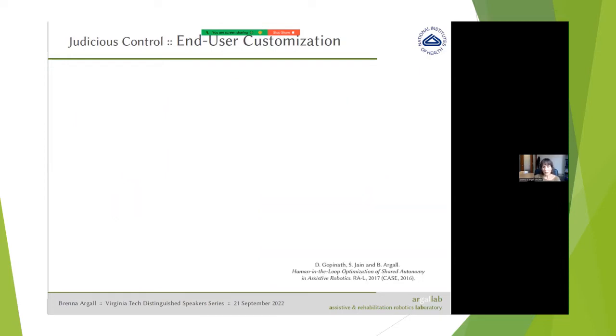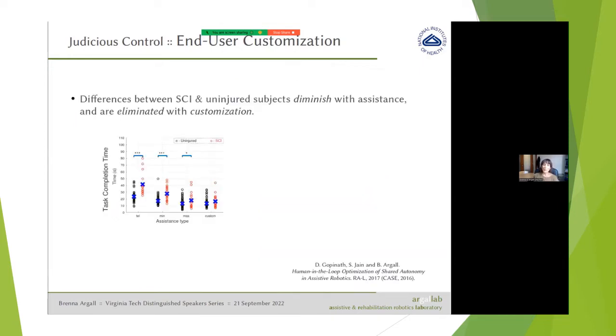I'm just going to share a couple of results from this study. One interesting result was that the differences between spinal cord injured subjects and uninjured subjects diminished with assistance, but were actually eliminated with customization. In each of these pairings, and when I say pairing, I mean the black and red groups of data, all the way on the left is teleoperation, so this is no assistance. Then we had 2 functions of this linear blending function that we set ourselves, a minimal amount of assistance and a maximal amount of assistance. All customizations happened within the bounds of those min and max functions.